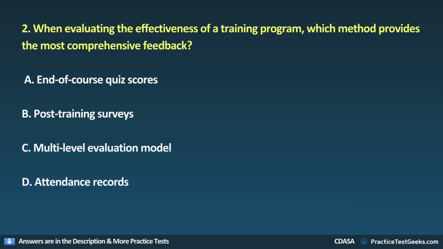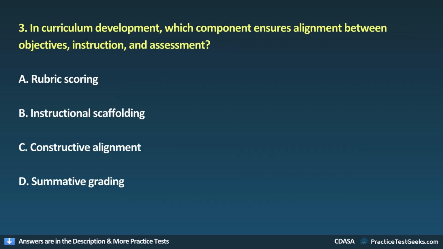2. When evaluating the effectiveness of a training program, which method provides the most comprehensive feedback? A. End-of-course quiz scores. B. Post-training surveys. C. Multi-level evaluation model. D. Attendance records.